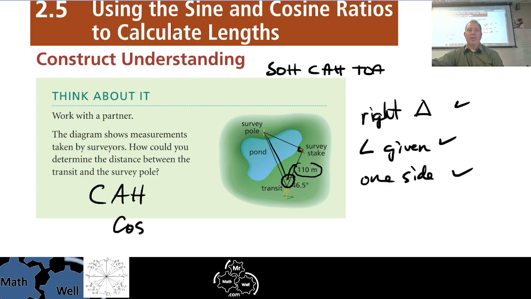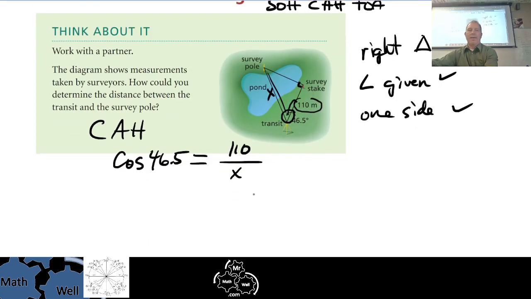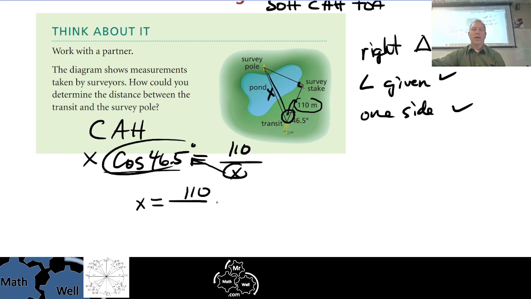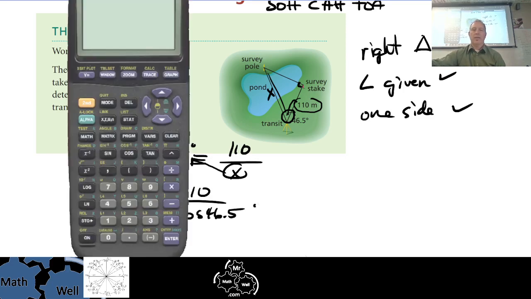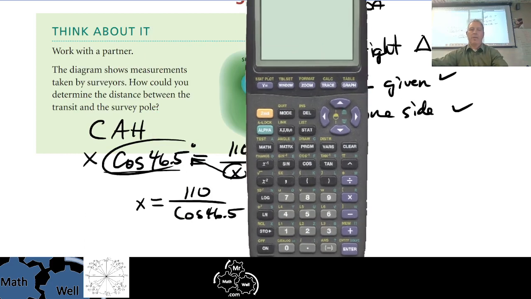So we're going to set this up as cosine of 46.5 equals adjacent side divided by hypotenuse. Let's make this x, the unknown side x. In order to solve for x, we multiply both sides by x, so this x comes up here, and I divide both sides by cos of 46.5. So we're left with this. The x and the cos of 46.5 really just switch positions, and this is what you're going to be doing on your calculator.